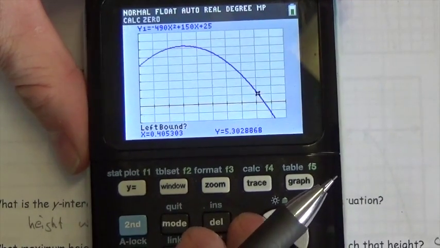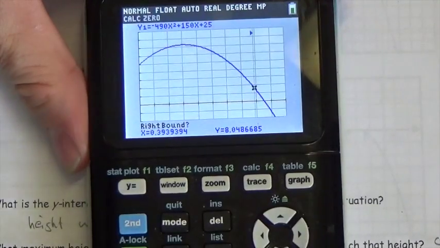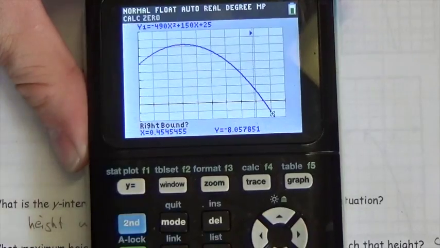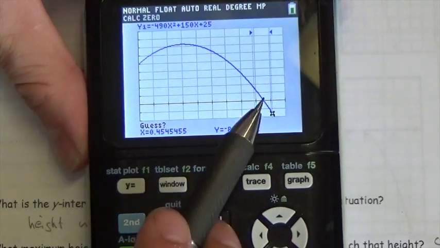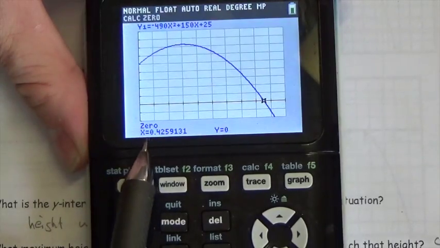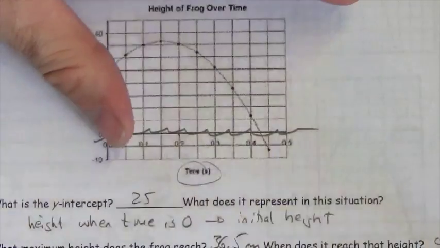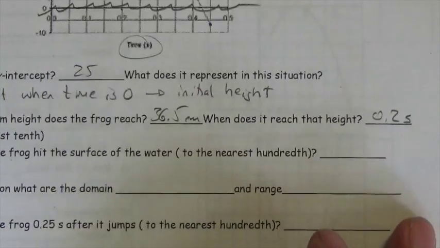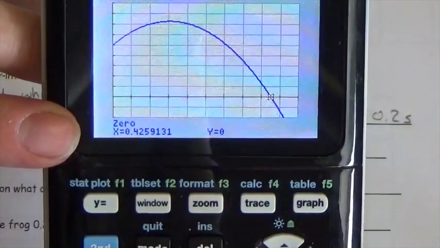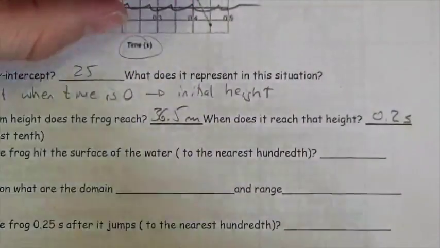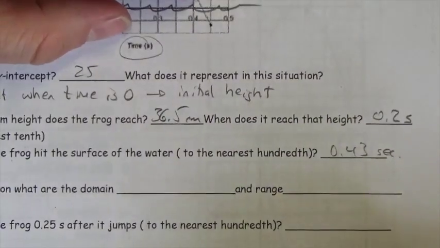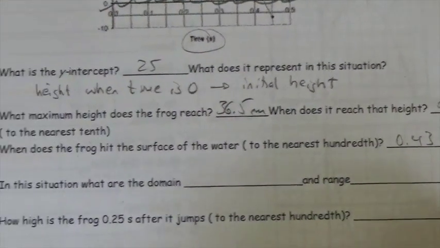Now move to the left of it. Press enter. Move to the right of it a bit. Press enter. As long as the x-intercept is in between those two boundary points, the next time I press enter, it'll find it. And the answer is 0.4. Oh, this one said to the nearest hundredth, so what does that round to? 0.43. So the frog hits the water at 0.43 seconds. Good.